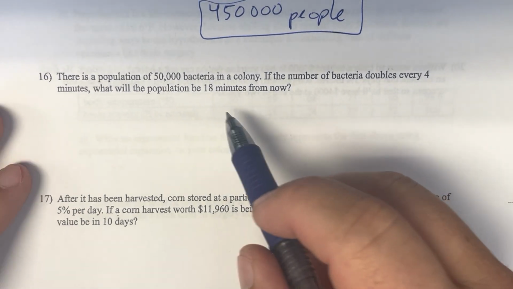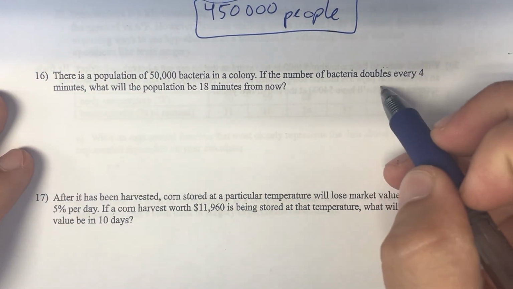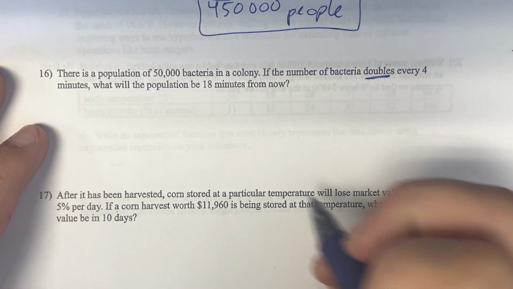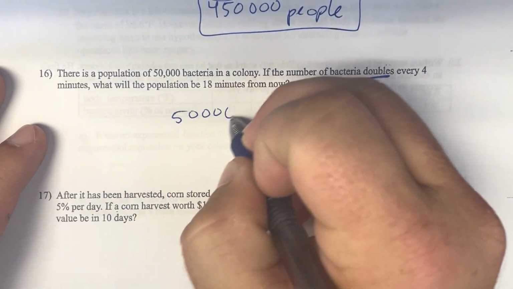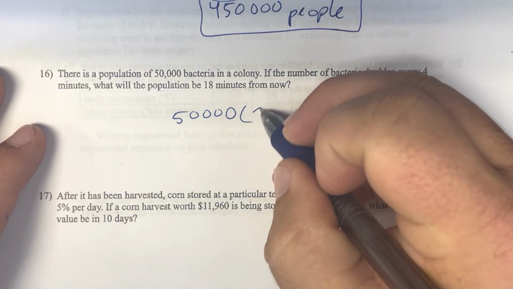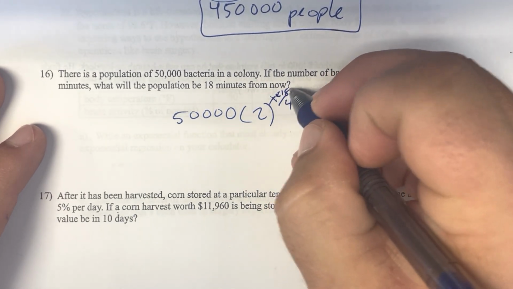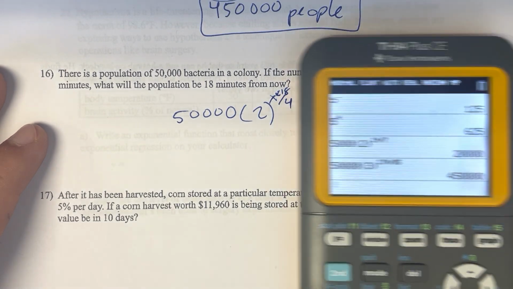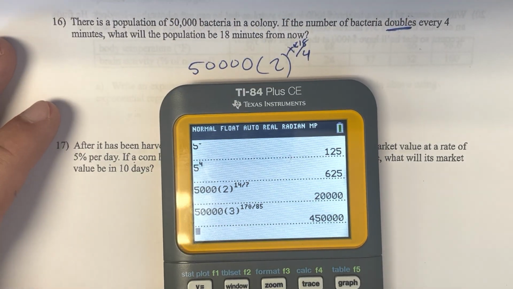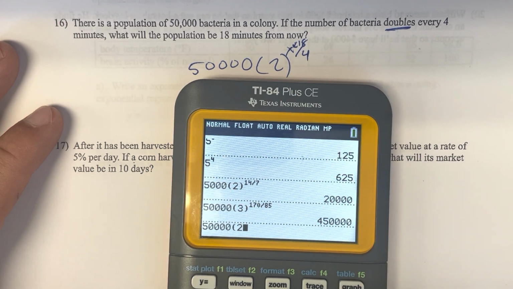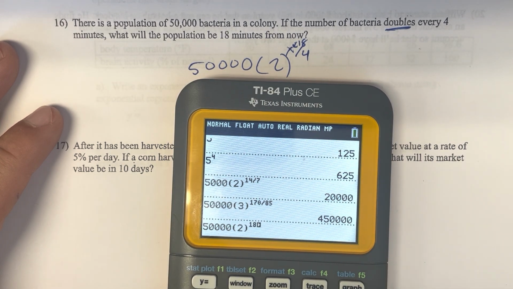There's a population of 50,000 bacteria in a colony. The number of bacteria doubles every 4 minutes. What would the population be 18 minutes from now? So we have 50,000, and it's doubling every 4 minutes. And so we're going to plug in 18 up here. So we're going to have 50,000 doubling, 18 over 4.